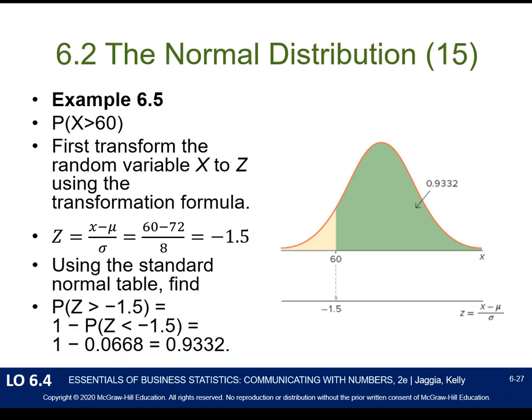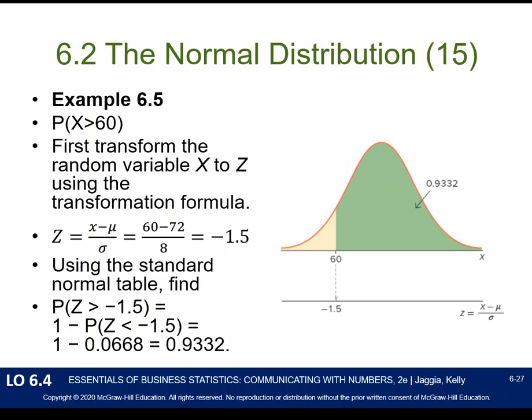But I want to know what's the probability they're going to score greater than 60. So I'm going to say 1 minus that. And that gives me 93.32%. So again, the 0.0668 is this yellow area that was calculated here. And since I want to know the green area in this case, I'll say 1 minus that value, and that gives me 93.32%.